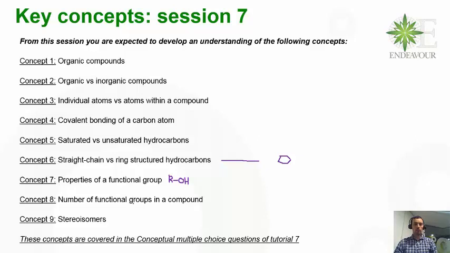We'll also have a look at the number of functional groups that can be in a compound. There's no limit, really. It just depends on what the compound is. So you could have 1 or even up to 100 functional groups, depending on if it's a really large compound. And the last thing we'll have a look at is stereoisomers, which are pairs of compounds that have a lot of similar properties, but they are different in one particular way.